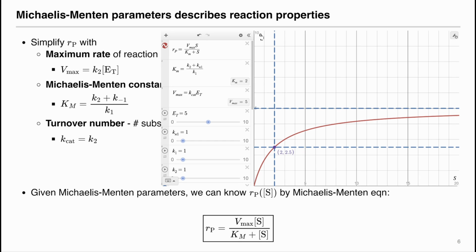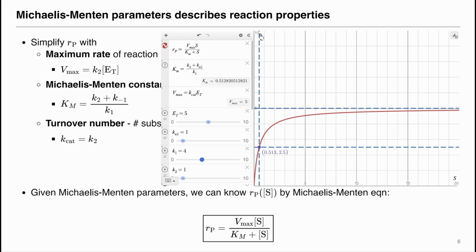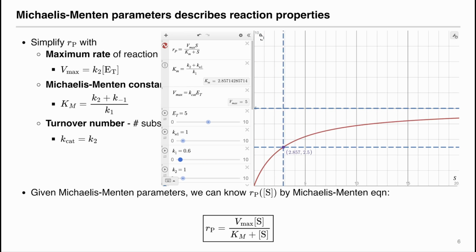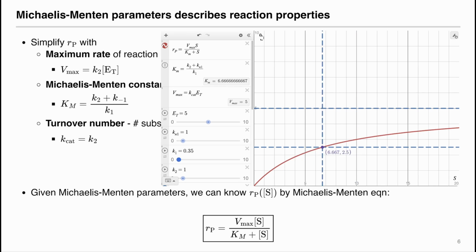And a different effect is achieved by changing K of 1. If I increase K of 1, the graph changes more sharply because it decreases the Michaelis-Menten constant. And if I decrease it, the graph smoothens because it increases the Michaelis-Menten constant.